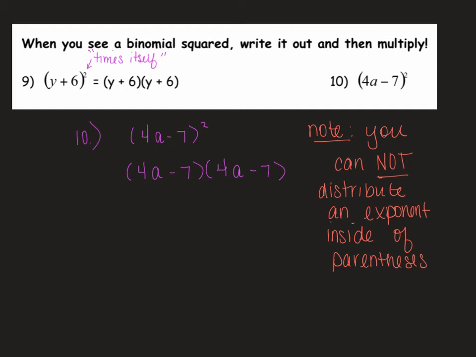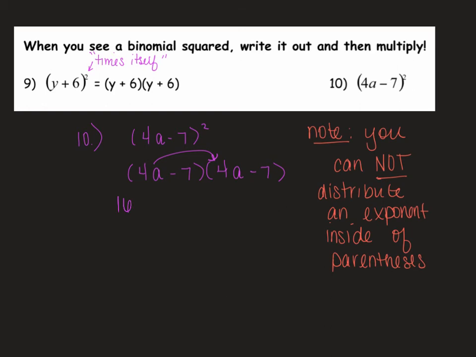So back to the problem we were working on, we're going to do our foiling. All right, so we're going to do our firsts first. We have 4a times 4a, so you do your 4 times 4, and you get 16, and your a times a, and you get a squared. Now you're going to do your outer. So we have 4a times negative 7, so it's negative 28a. We have our inner, negative 7 times 4a. Again, we have our negative 28a. And then our last terms, negative 7 times negative 7 becomes positive 49.